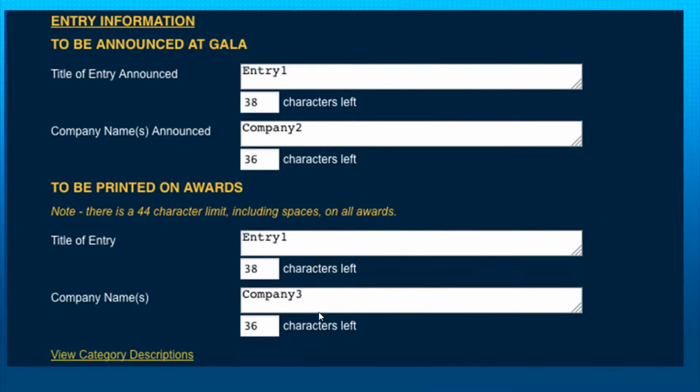The next section is the entry information. This is for you to input the title and company name that will be announced at the awards gala when you win your award, and then the title and the company name that will be actually printed on the award. These fields are limited to 44 characters due to limited spacing. Check the character counter, as it will tally how many characters you've entered.